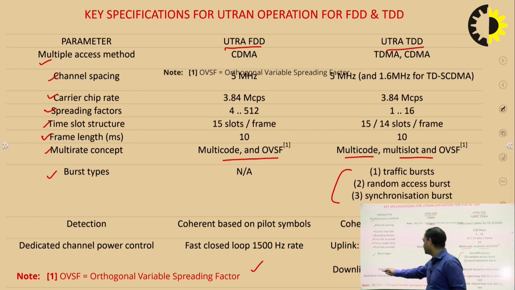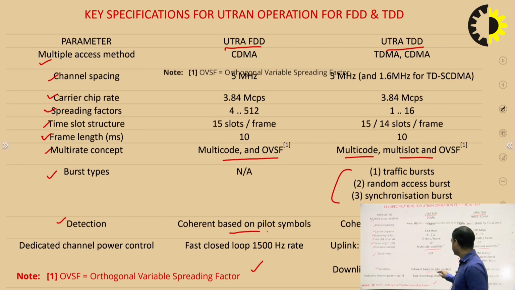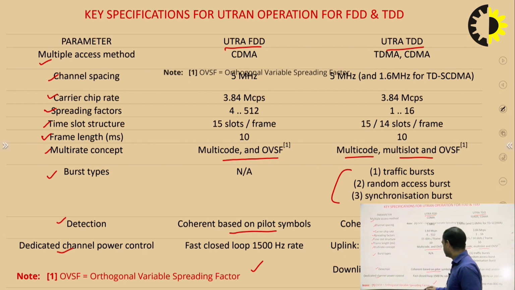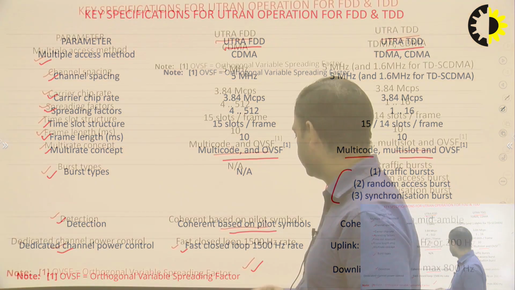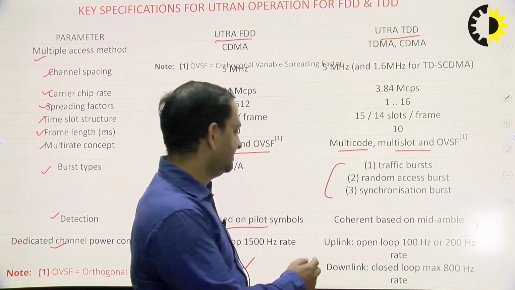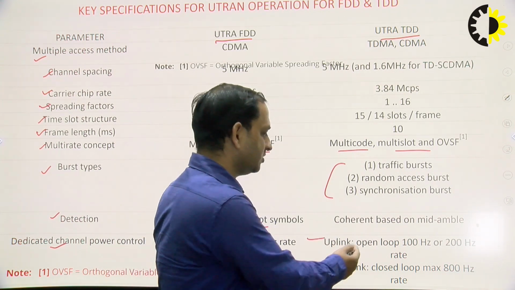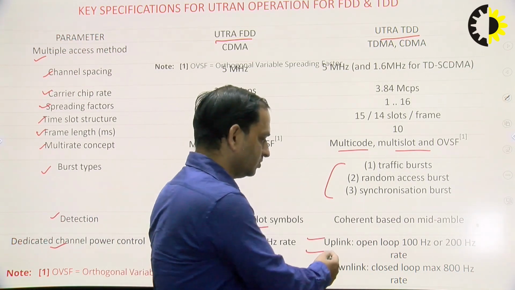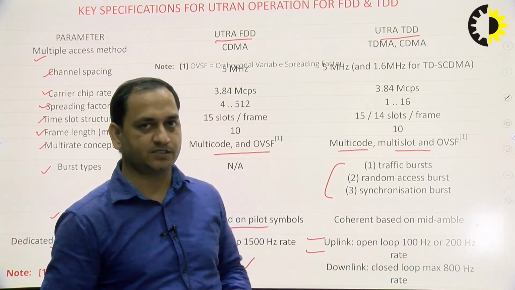The detection technique which is used is coherent detection based on the pilot symbols, and coherent detection based on the midamble. Then dedicated channel power control. In this, the UTRA FDD uses fast closed loop, at the rate of 1500 hertz, and the UTRA TDD uses uplink separately open loop at 100 hertz or 200 hertz rate, and downlink closed loop at max 100 hertz rate.